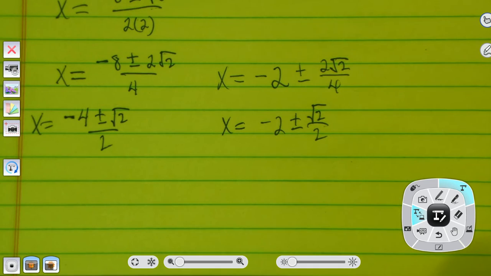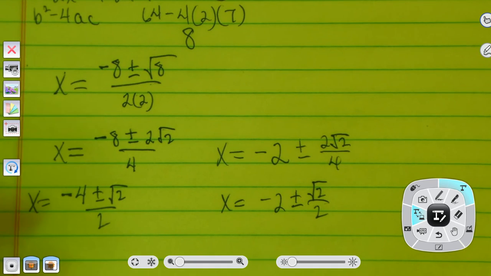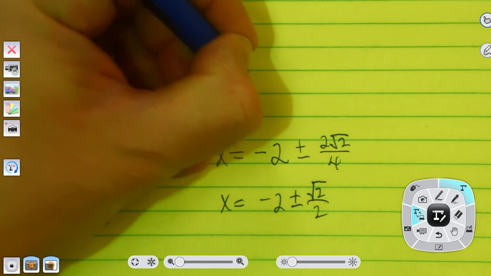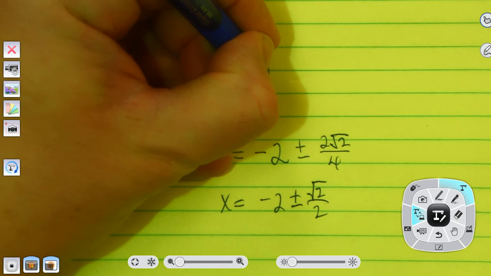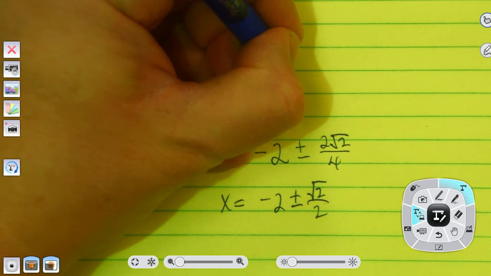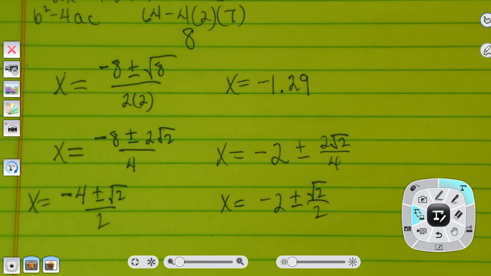And as we've already seen today in today's lesson and through IXL, we also can get some decimal answers too, and we typically will say to 2 decimal places. So it's going to be negative 8 plus radical 8, excuse me, divided by 4. So it's negative 1.292, so we'll say negative 1.29.